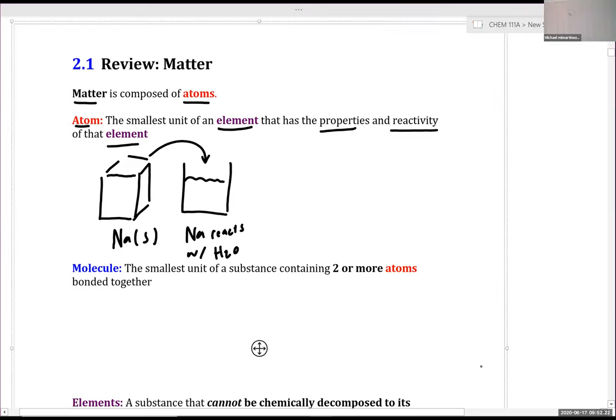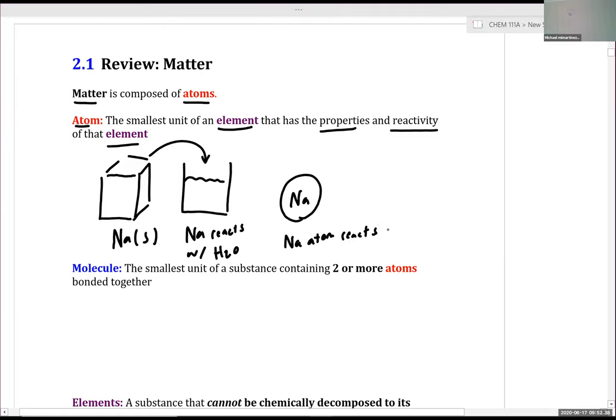Now, fundamentally this block of sodium is comprised of atoms of sodium, and your sodium atom is more than capable of reacting with water. So this sodium atom has all of the properties and reactivity of bulk sodium. Essentially, I like to think of atoms as the smallest functional unit of an element.